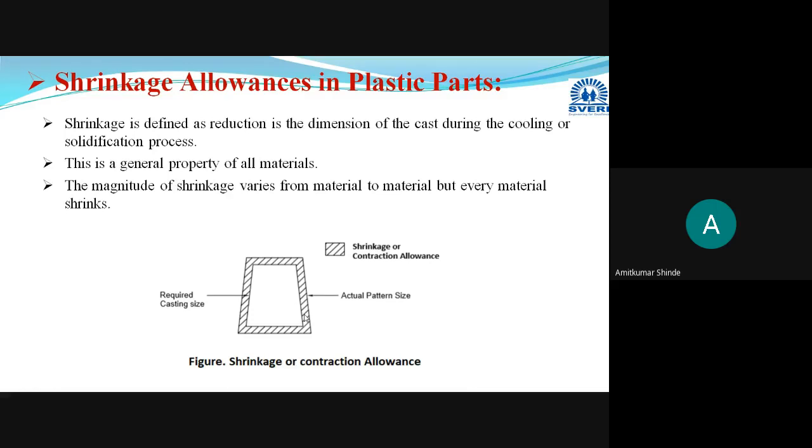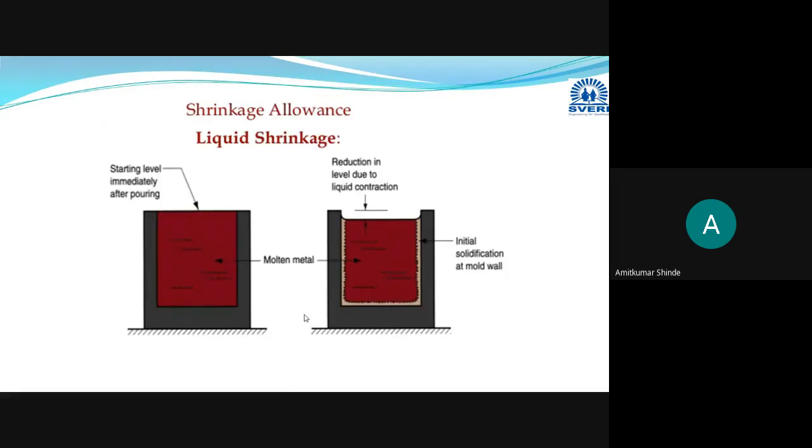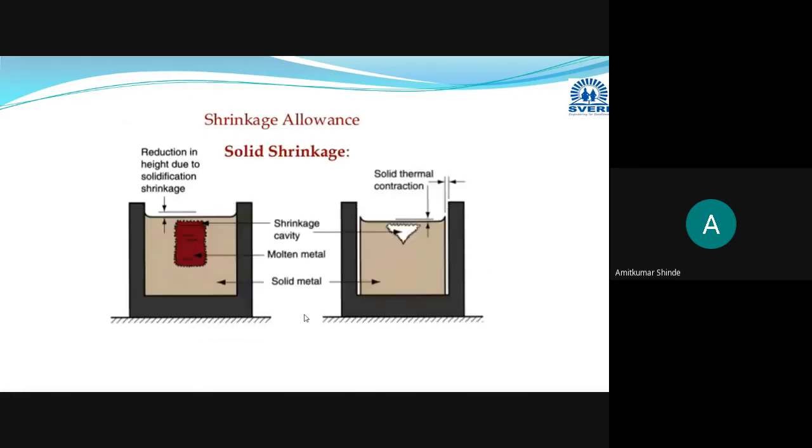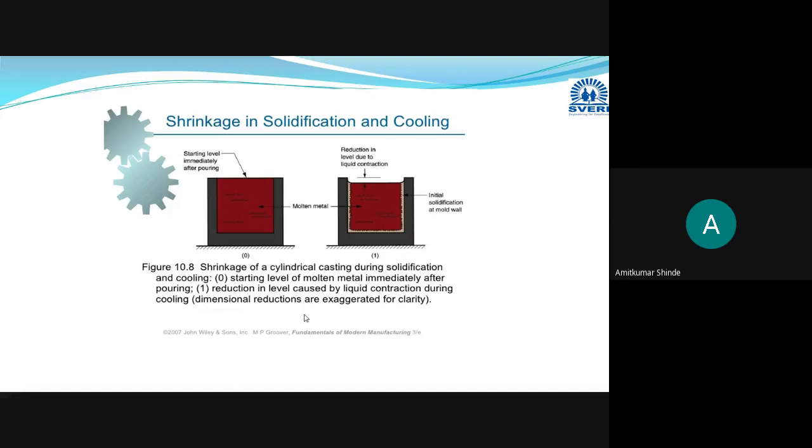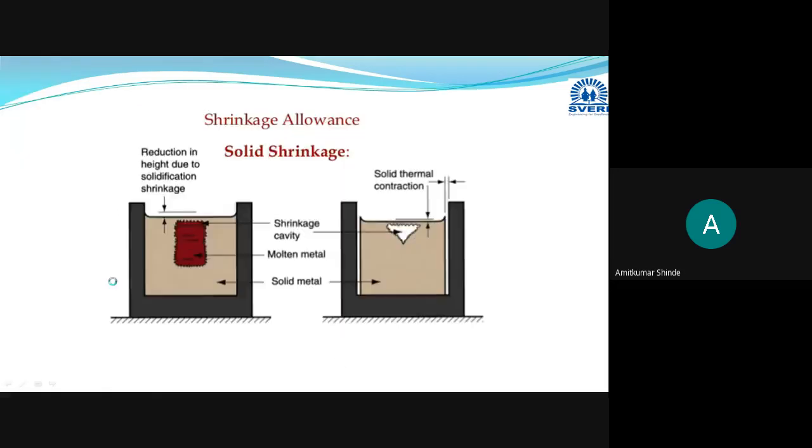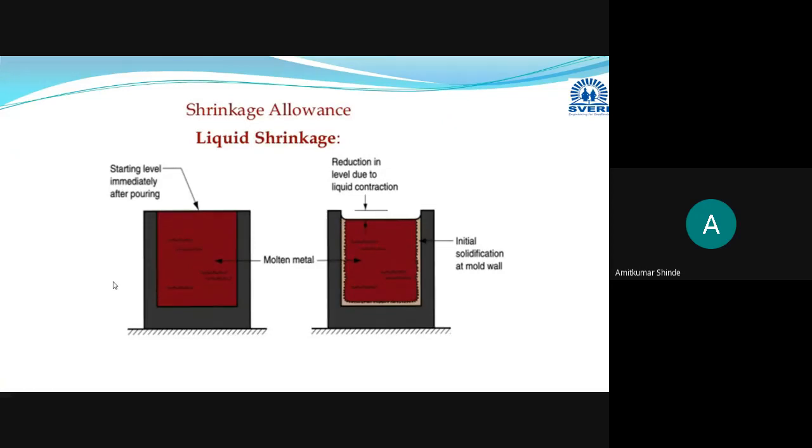Now, there are different types of shrinkage allowances. This is content beyond the syllabus. The different types are liquid shrinkage, solid shrinkage, and shrinkage in solidification and cooling. Three types are there. You can consider this as content beyond the syllabus; they are not going to ask you any questions related to this, but for your information, I have collected this.